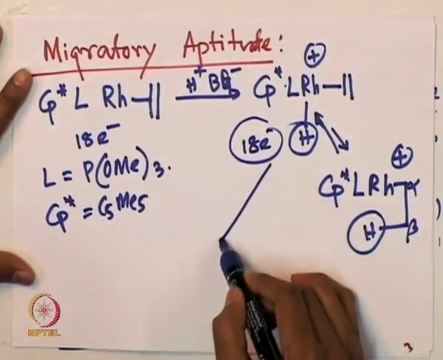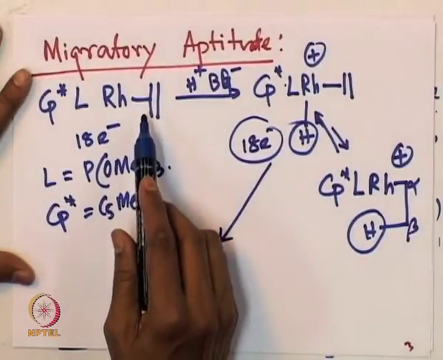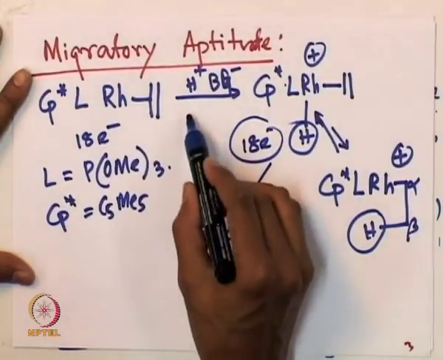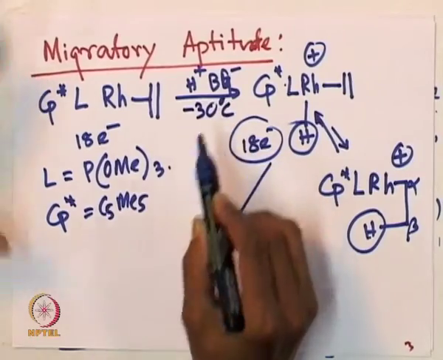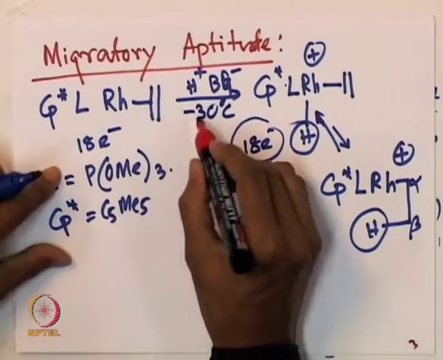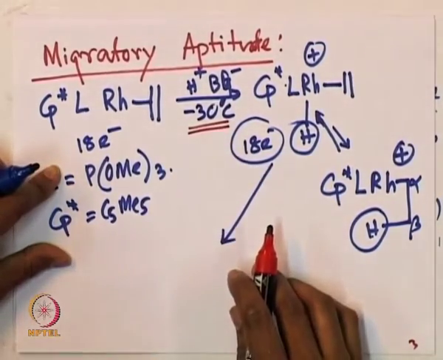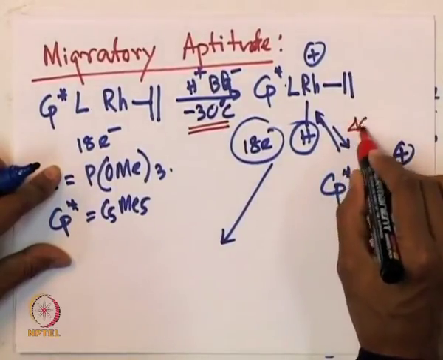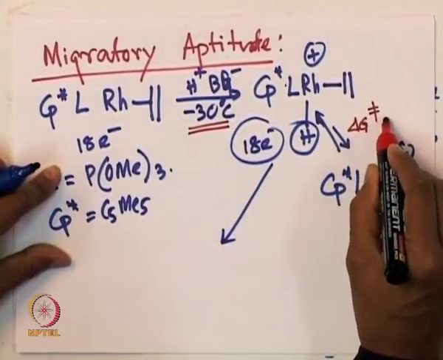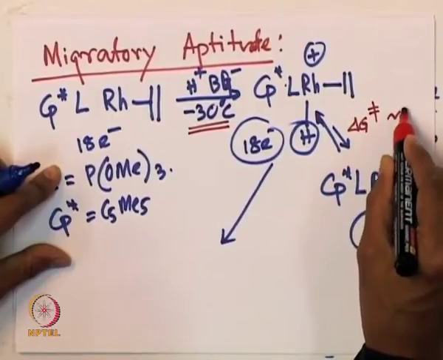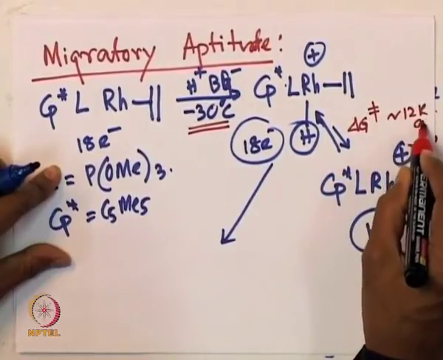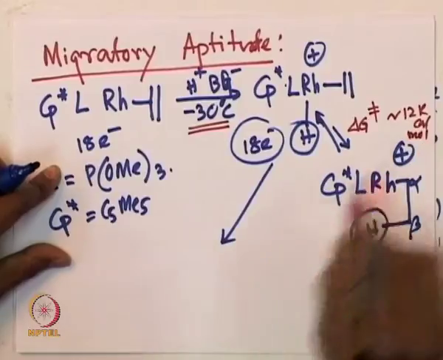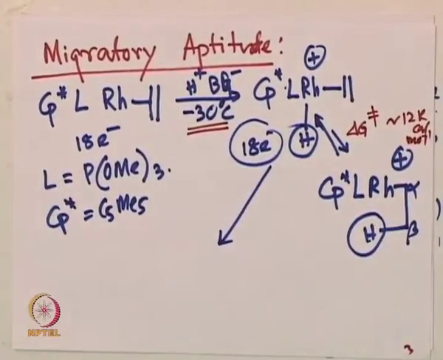Now once you have this olefin in excess, okay, this reaction can be done at minus 30 degrees C. This is important to note, this reaction can be done at minus 30 degrees C. Now delta G for this reaction is going to be approximately 12 kcal per mole. So this is 12 kcal per mole, very nice.